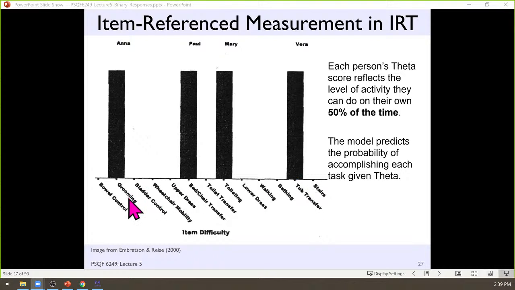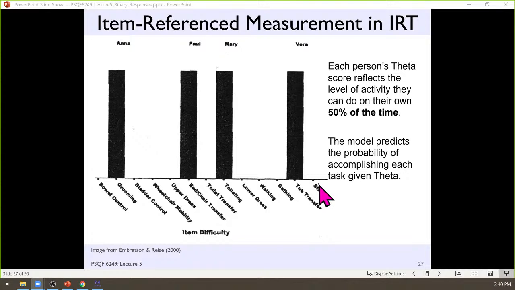So look at the items on the bottom. At the easiest end is things like making sure you can control your bowels and your bladder, and then getting up, and then taking care of your toileting and whatnot, dressing, all the way up to being able to go up and down stairs. And so the result of this process is that if you ask for the predicted trait level for each person, you can then predict whether or not they would be able to do each of these items. So the person with the most ability in her example, Vera, her ability places her at the same location as an item that's for tub transfer. So that means that she has a 50-50 probability given the model of being able to do this.